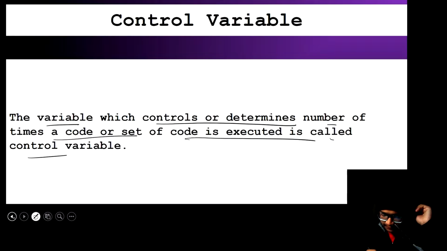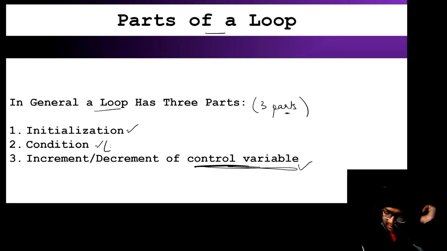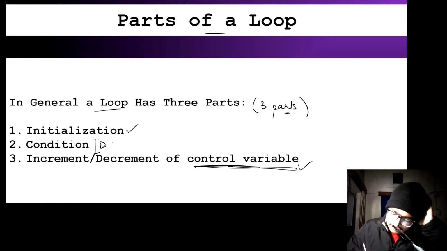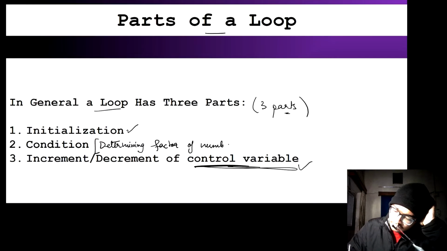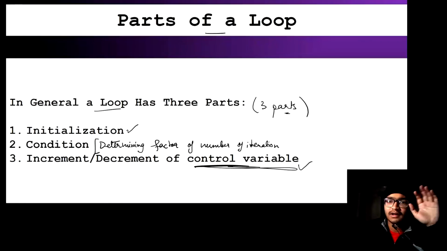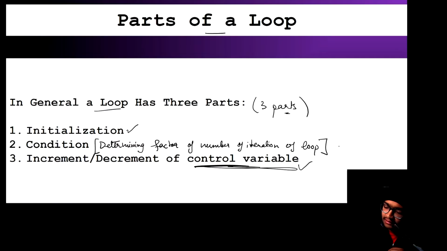So, if you want me to change over here: initialization, condition, determining factor of number of iterations of the loop. Iteration means the number of times the loop is running. And this one is also the same thing, control variable. It determines the number of times the loop will run.